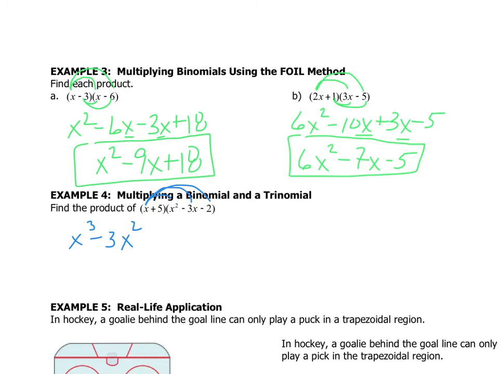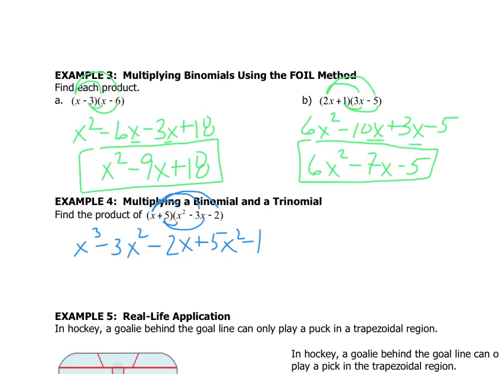Lastly, I would get negative 2x. Then I can move on to the 5. I'm going to get 5x squared. I'm going to get negative 15. Negative 15x. And then the last part is negative 10. It's important to make sure you hit all of them.